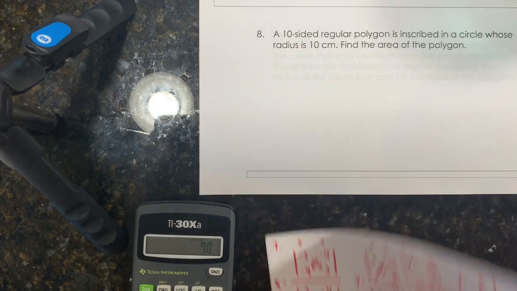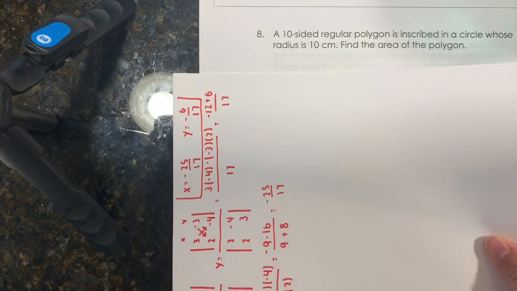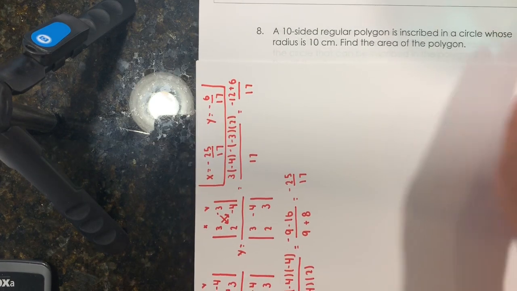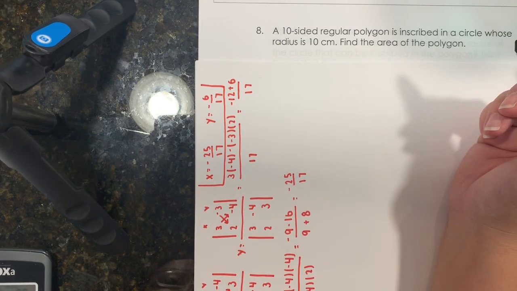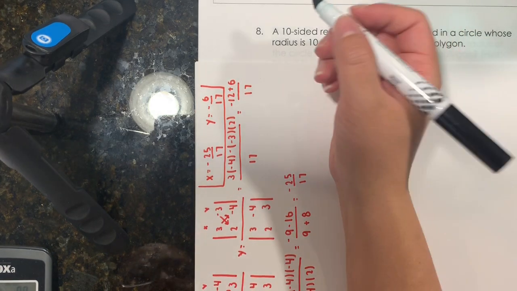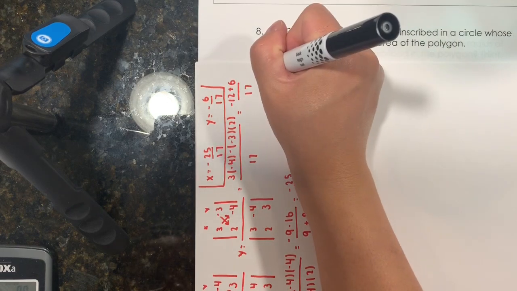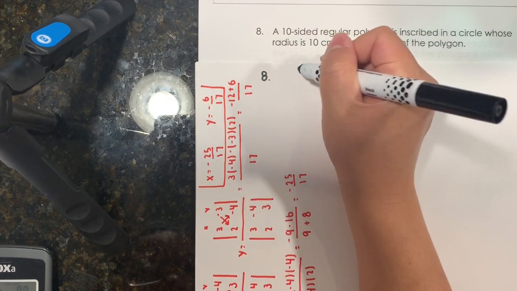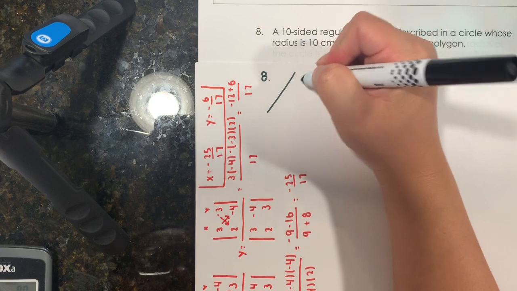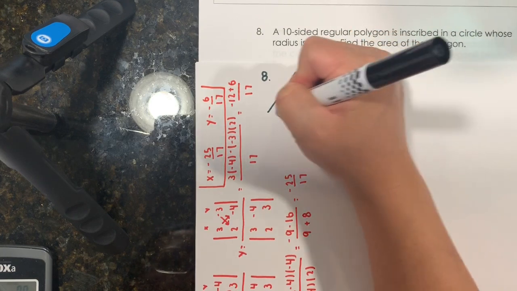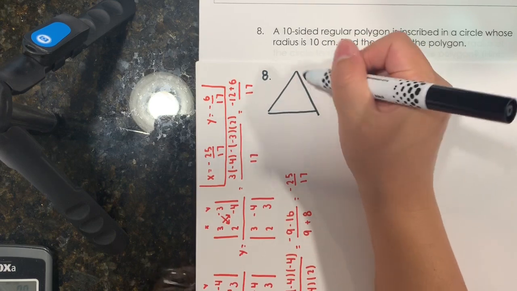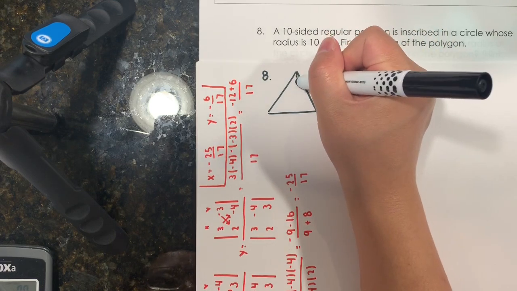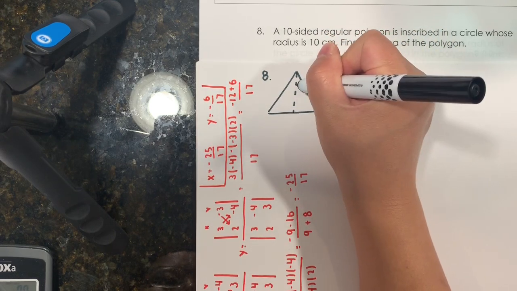Now looking at number 8, this is another one of our new problems. So we have a 10-sided regular polygon inscribed in a circle whose radius is 10 centimeters. Find the area of the polygon. So I can't draw a 10-sided regular polygon, but basically for 8, I'm going to draw one of the triangles that's going to be contained inside of the polygon. Basically there's 10 of these. I'm going to split this into a right triangle.